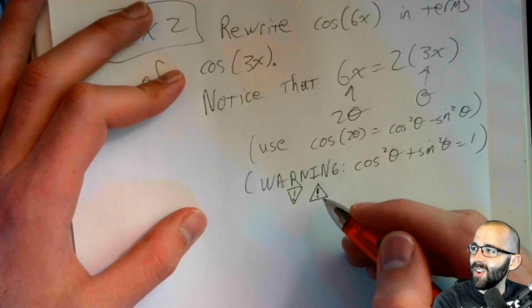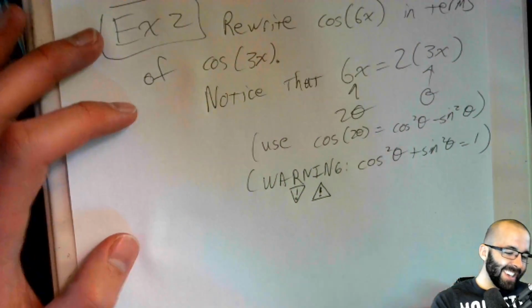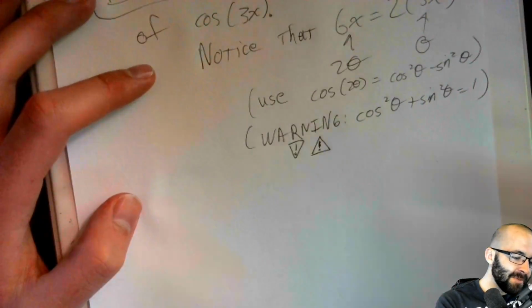Yeah, I think the triangle's this way, right? I don't know. Anyway, so let's just use the identity.